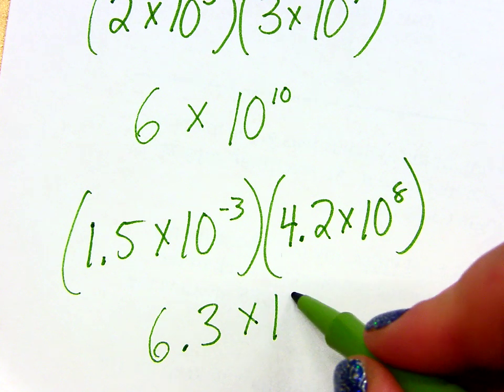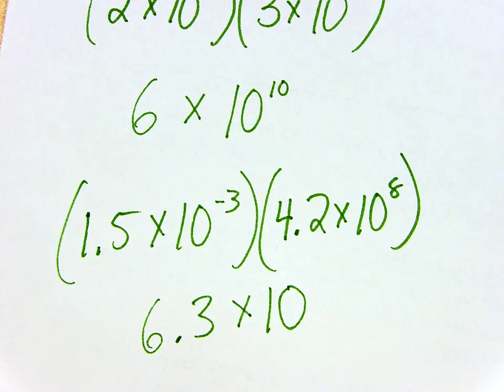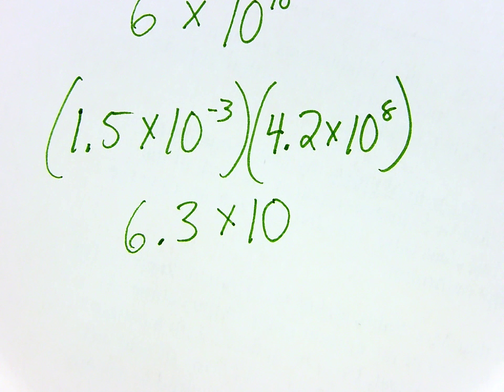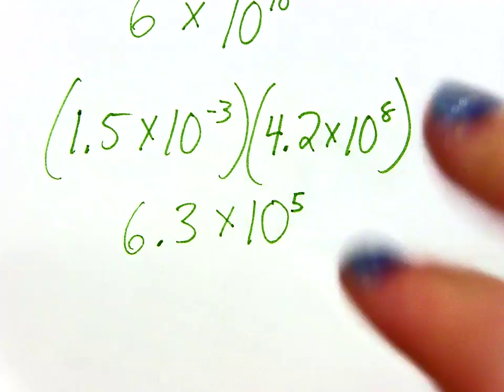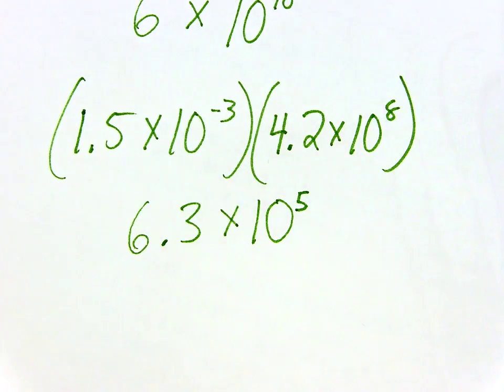Now, don't say anything out loud. Figure out for yourself what the exponent on the 10 would be. Did you get it? It'd be 10 to the 5th. Negative 3 plus 8 gets me 10 to the 5th. So the standard form of it would be 630,000.